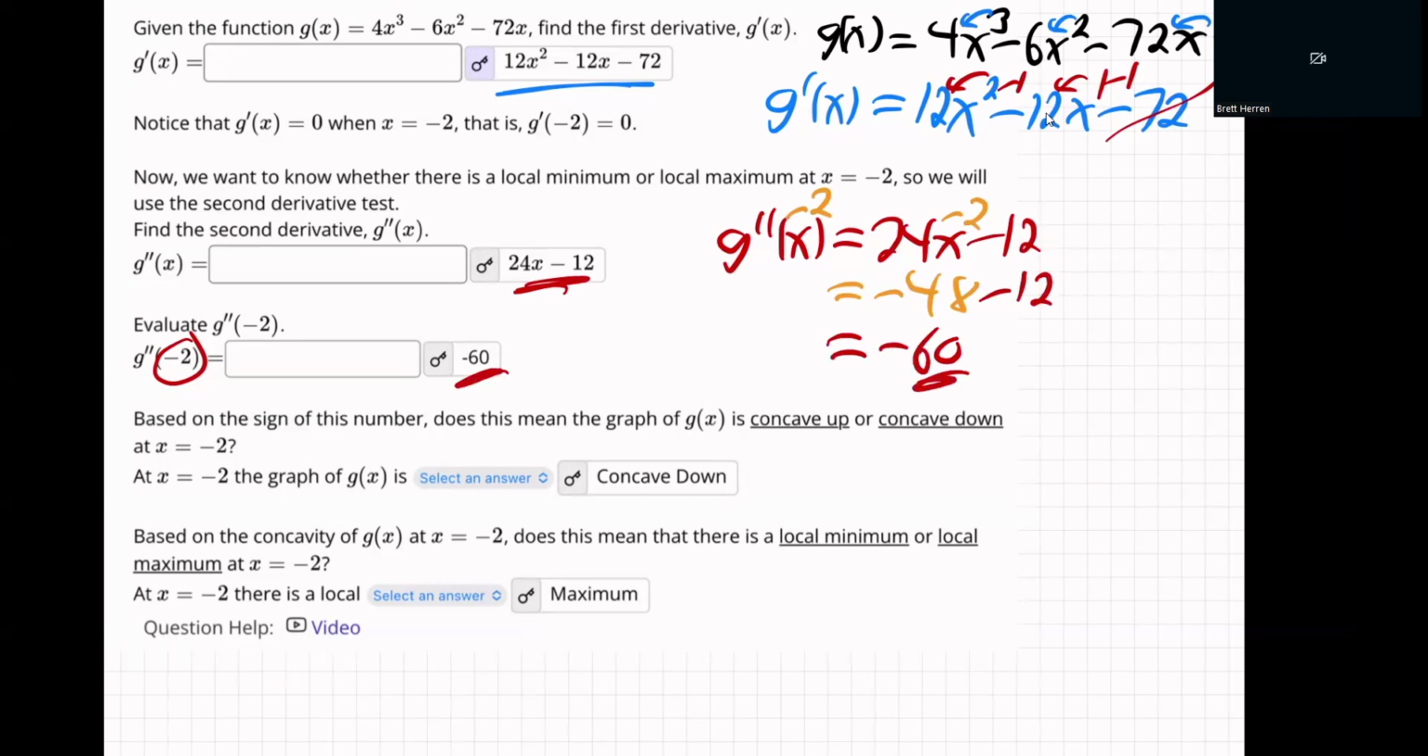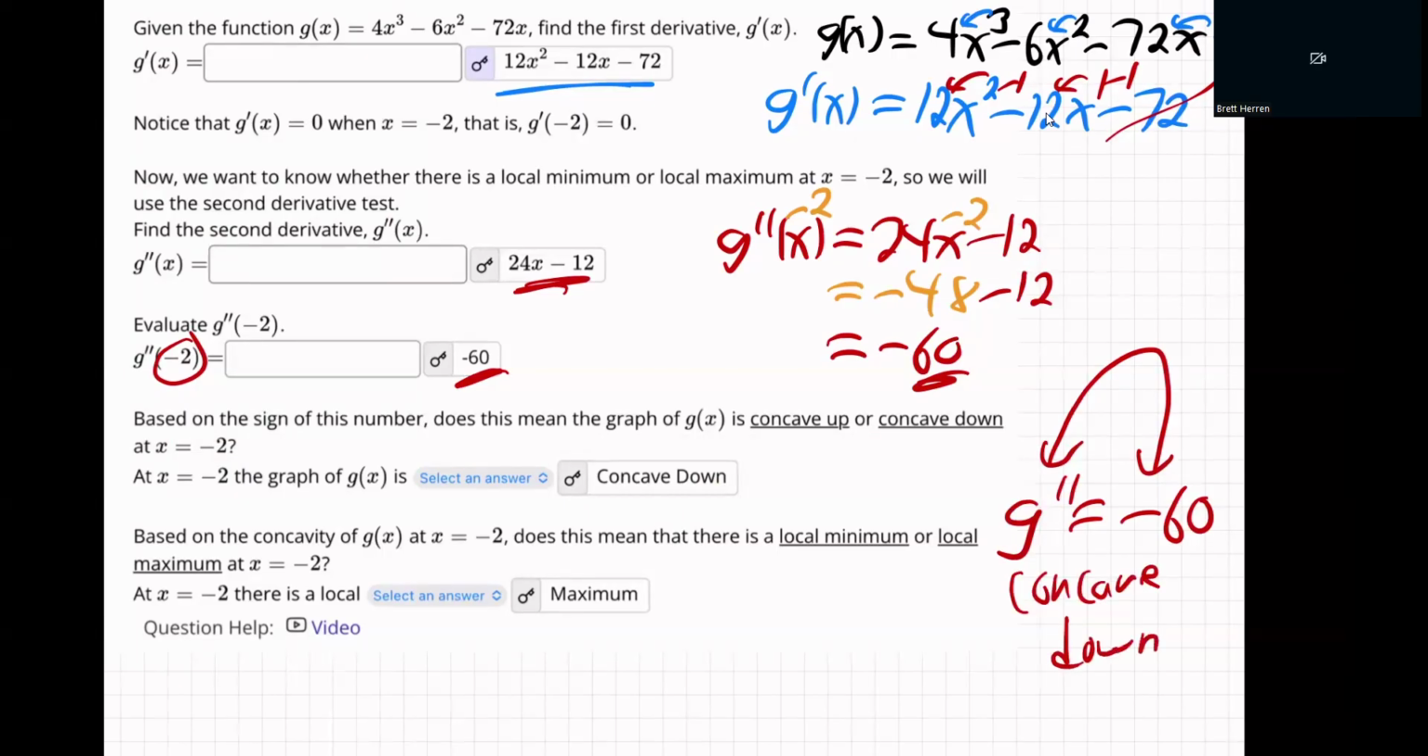So what does that mean? Based on the sign of this number, does this mean the graph is concave up or concave down? The answer is concave down. Why? Because second derivative tells you concavity. So in other words, we know when f double prime is negative, or g, I guess it's g double prime, is negative 60, that means it's concave down.